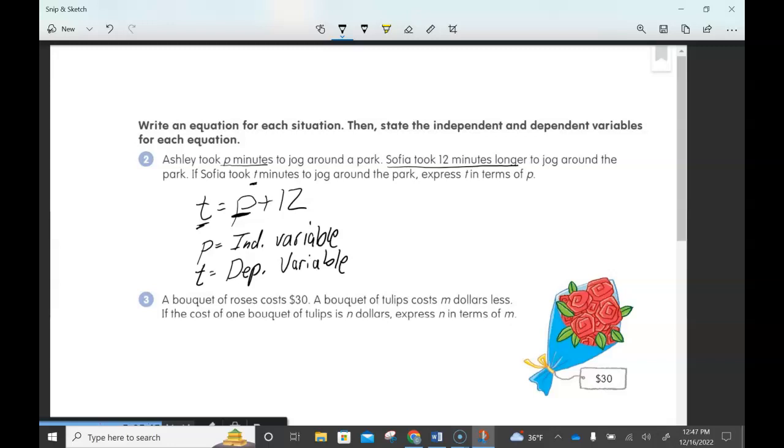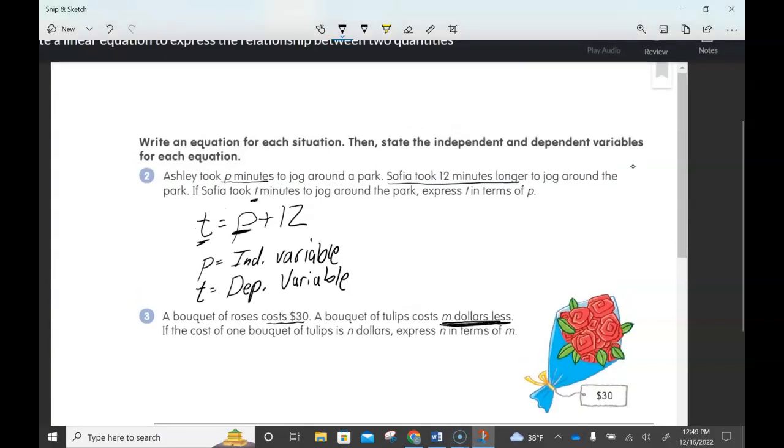Okay, let's take a look at number 3 now. It says a bouquet of roses costs $30. A bouquet of tulips costs $m less. If the cost of one bouquet of tulips is $n, express n in terms of m. Taking a look at this problem, we know a bouquet of roses costs $30, and a bouquet of tulips costs $m less. So tulips are cheaper than roses.